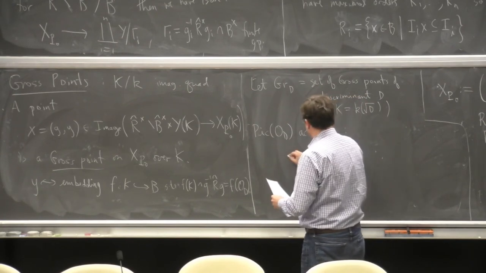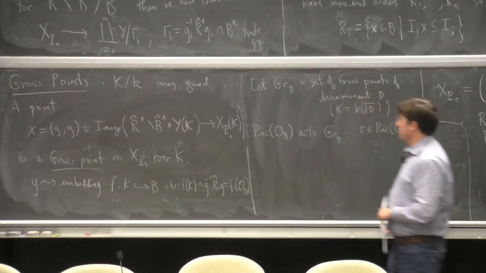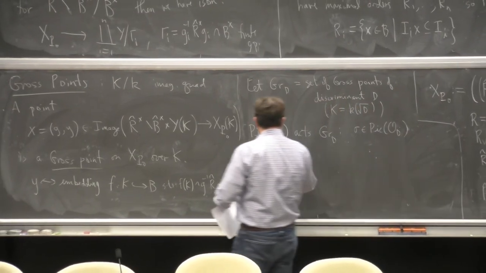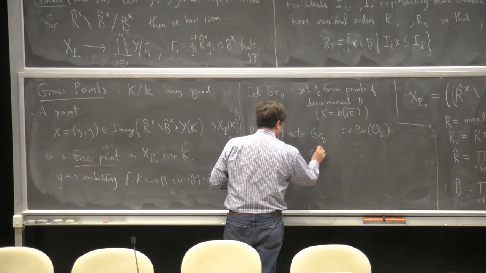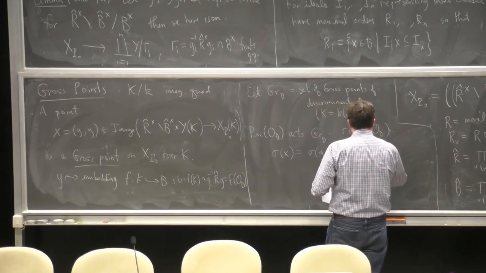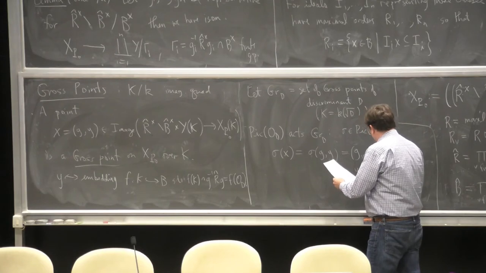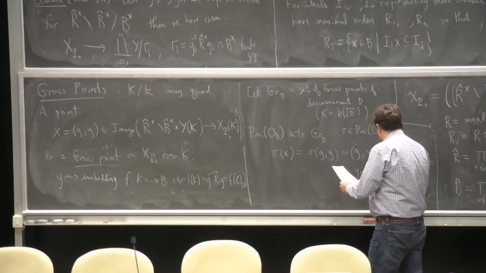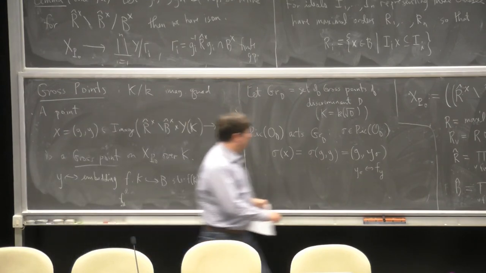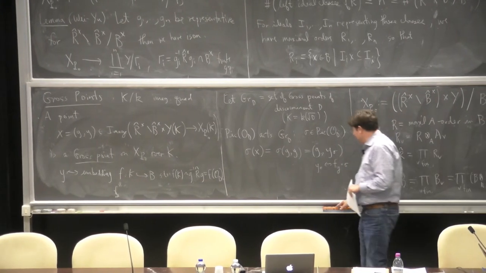in the following way. So for sigma in the class group, using the correspondence from class field theory, we can define sigma of x, which is the same thing as sigma of our point (g, y), to be (g, y_sigma), where y_sigma corresponds to taking this embedding f_y and composing it with sigma. And so this gives us an action of the class group on the set of Gross points.